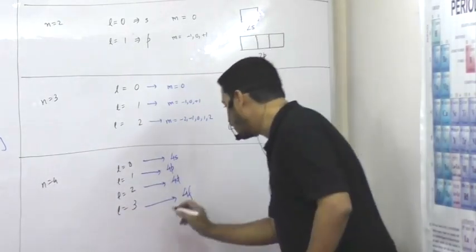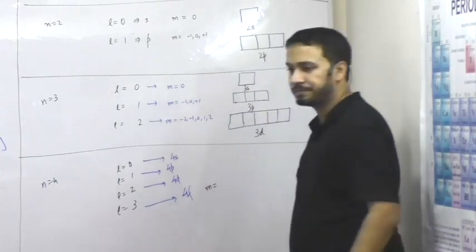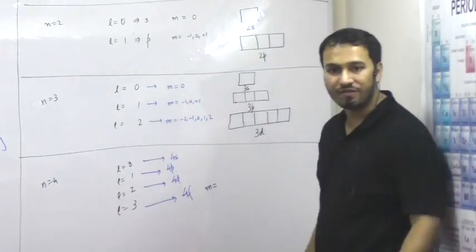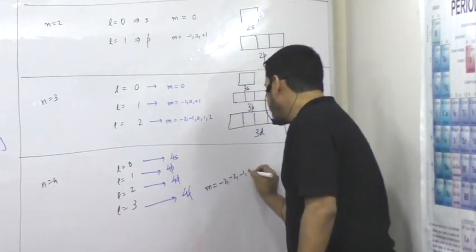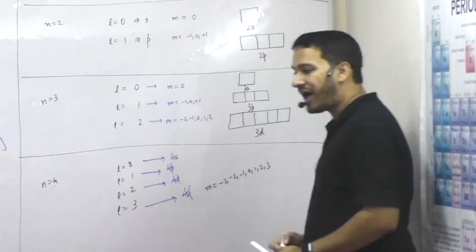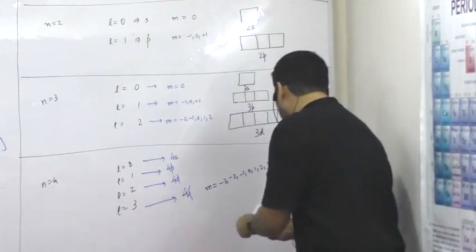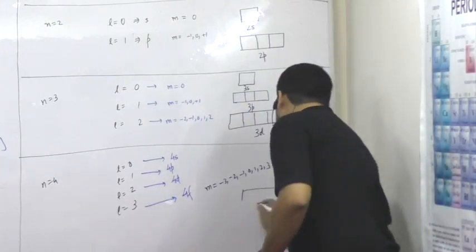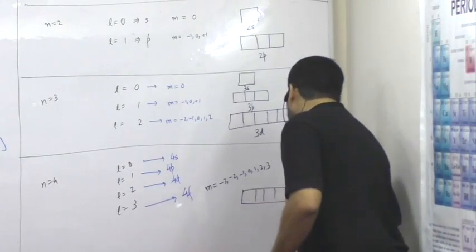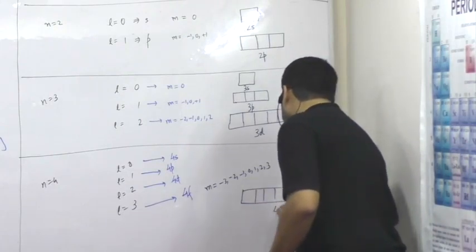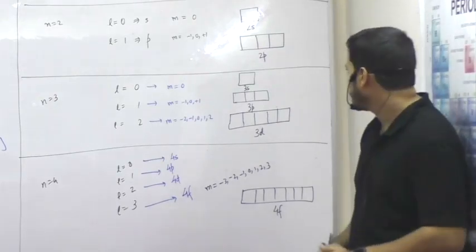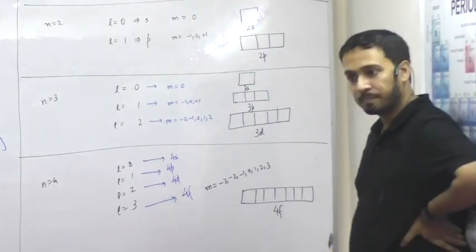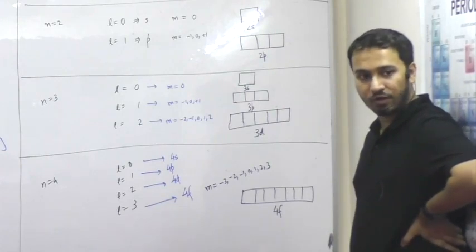Now for L equal to 3, what are the possible values of M? I have 7 possible values, which are what? Minus 3, minus 2, minus 1, 0, 1, 2 and 3. I have 7 values. So 4f will look like this. Yes or no? 4f will look like this.